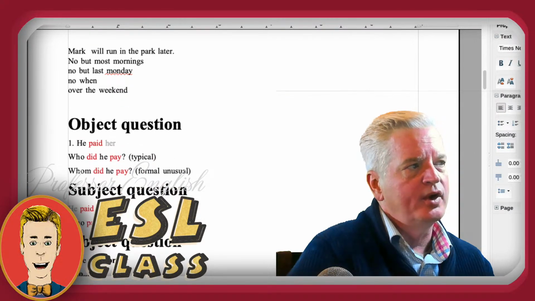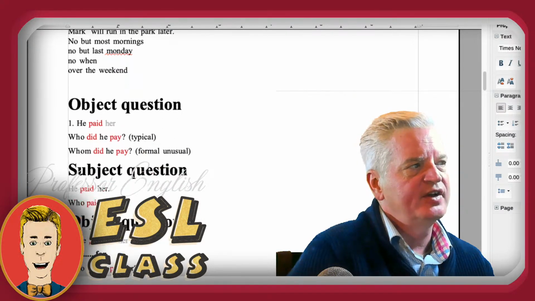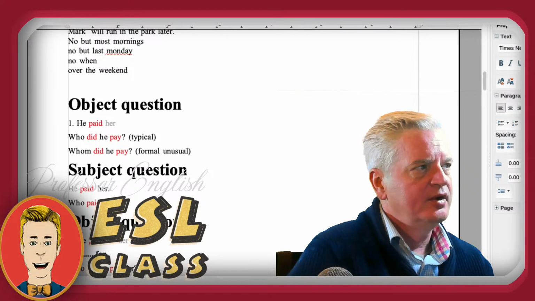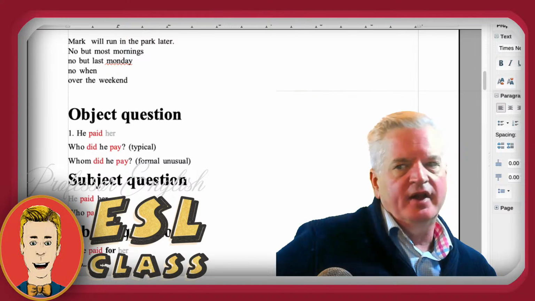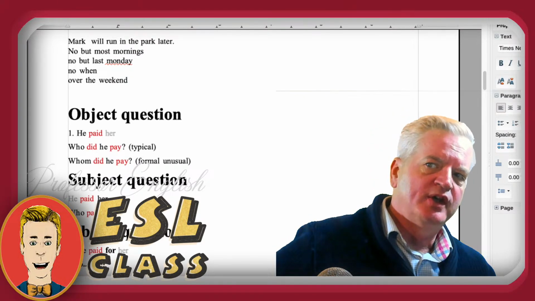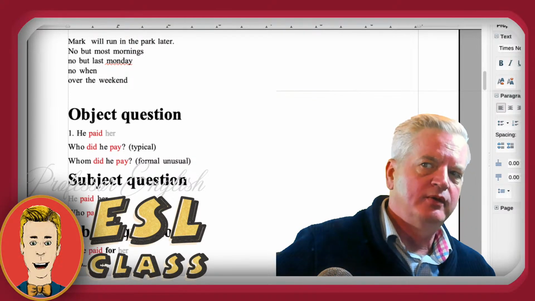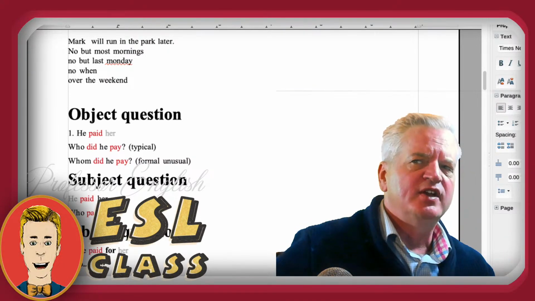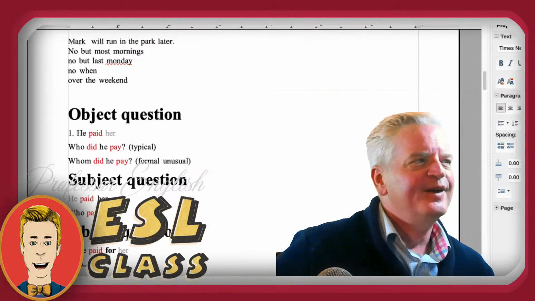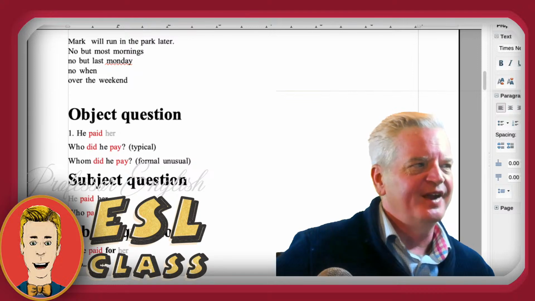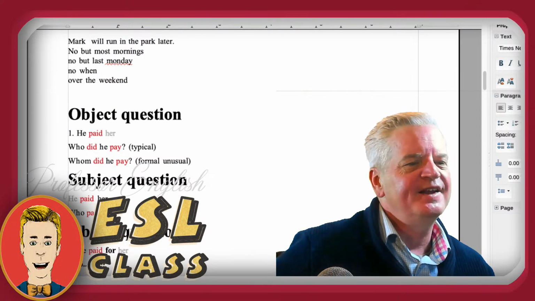Okay, one more. Here's our final sentence, and then we're going to move on to some more advanced English. Mark will run in the park later. When you're saying a name, you can combine that with the word will. It's not something that you should write, but it sounds like this: Markle, like Angela Merkel. Mark will run in the park later. Or we can use he: he'll run in the park later.